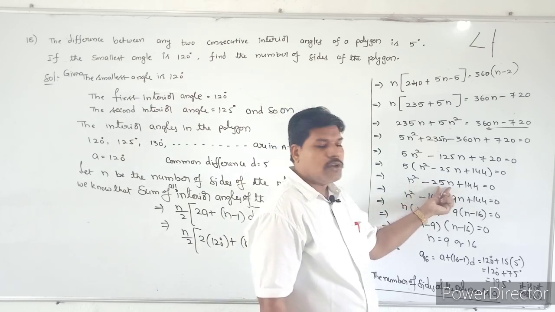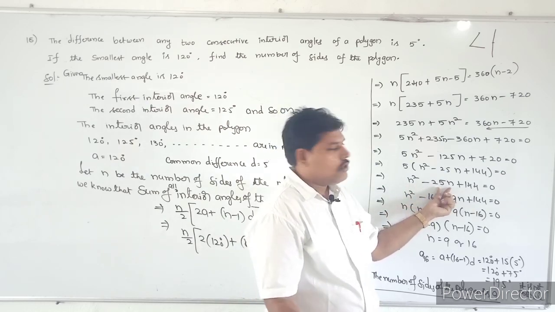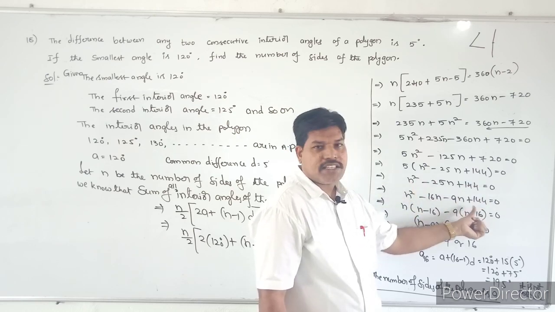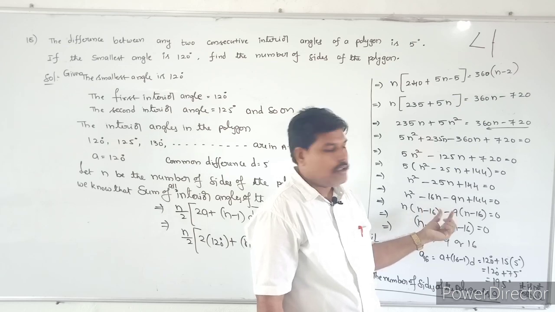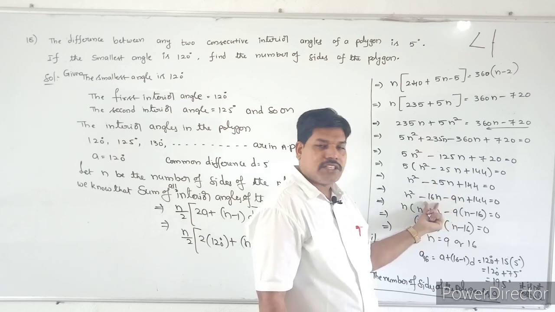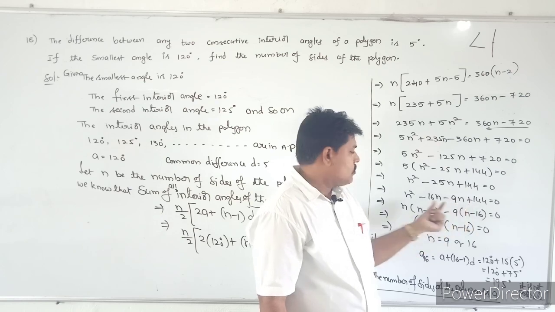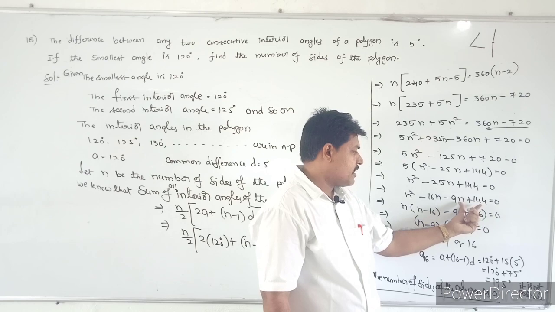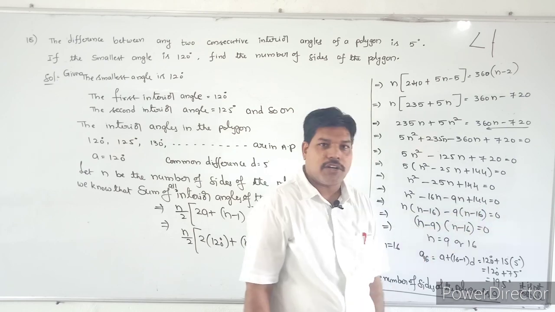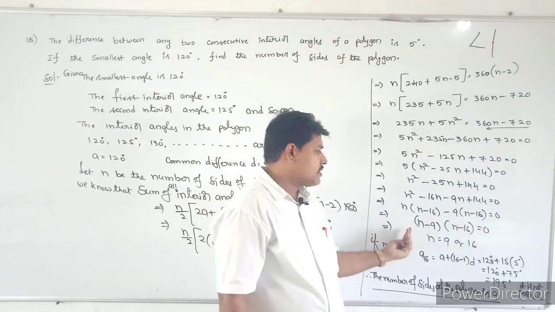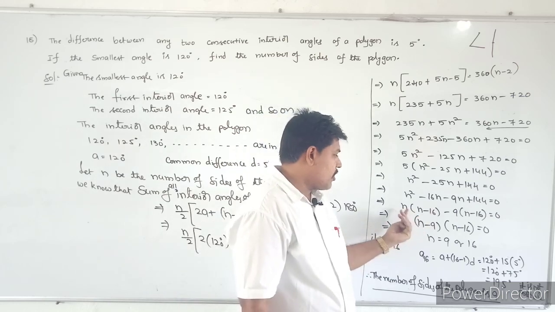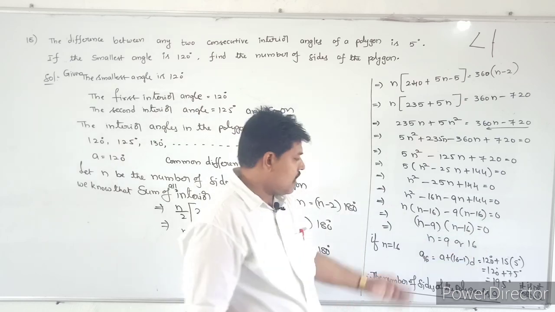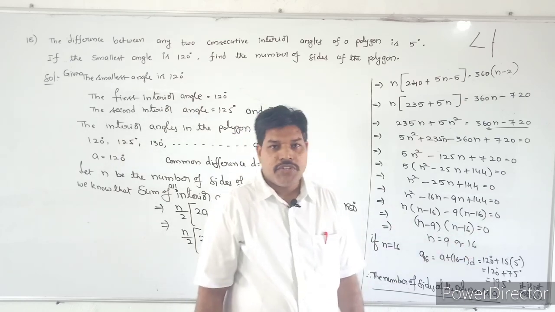Now factorize. We need the product 144 n square, so I split the term 25n as minus 16n minus 9n. Take n common: n into (n minus 16), and take minus 9 common: minus 9 into (n minus 16). So take (n minus 16) common, and it becomes (n minus 9) into (n minus 16) equals 0, meaning n is equal to 9 or n is equal to 16.